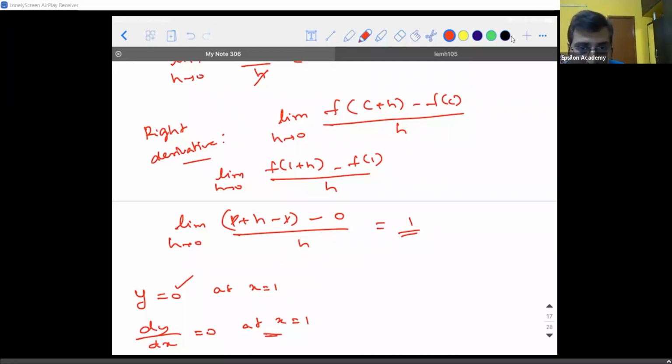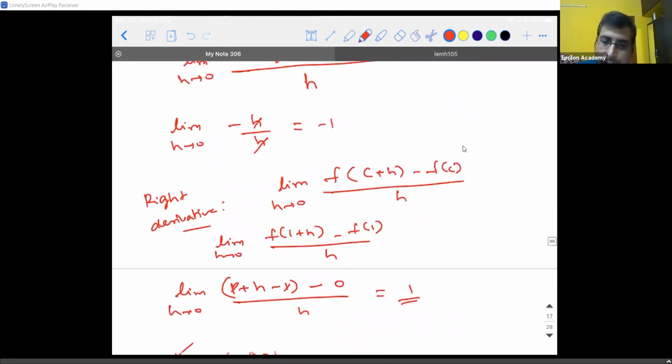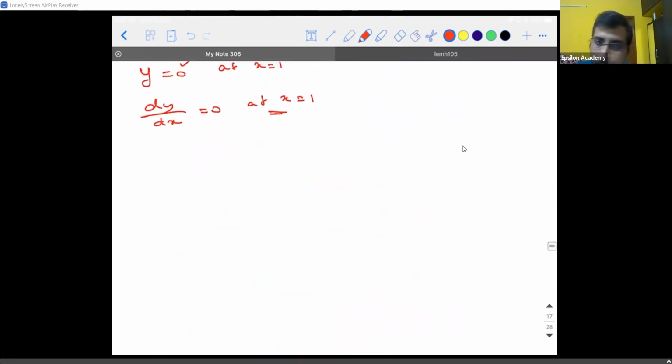Sir, where did I write c, 1 minus h? c is 1. So when I substitute c as 1, it will become 1 minus h. The formula is f of c minus h, and c is 1. Okay, so this is what happens.